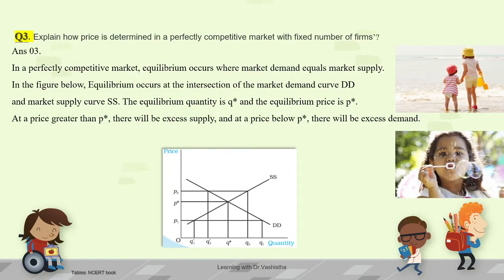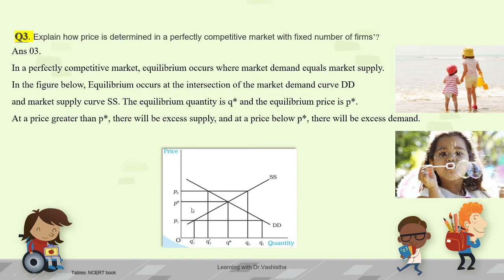Now comes question number 3, which says, explain how price is determined in a perfectly competitive market with a fixed number of firms. Now in a perfectly competitive market, as we have already been studying, equilibrium occurs where market demand is equal to market supply. That we can see in the figure below. Equilibrium occurs at the intersection of the market demand curve DD and the market supply curve SS, with the corresponding equilibrium quantity Q star and the equilibrium price P star.